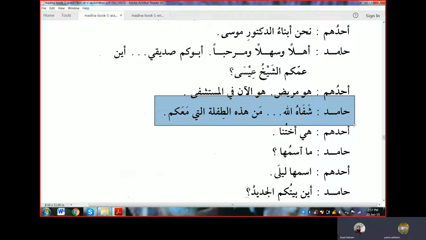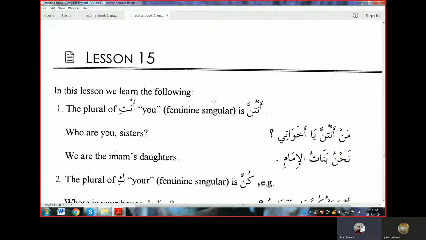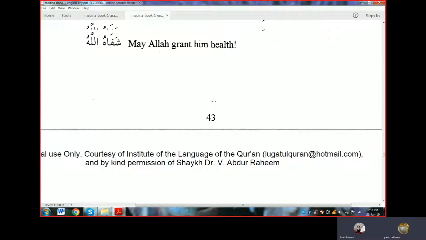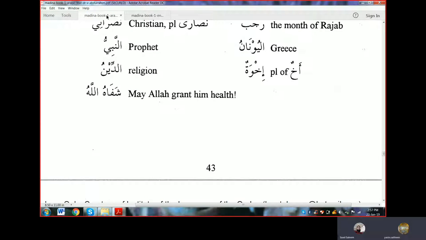Hamid: Shafahu Allah. May Allah grant him a recovery. How did we translate that? We learned the meaning of this word in the key book. It was, may Allah give him good health. May Allah grant him health.